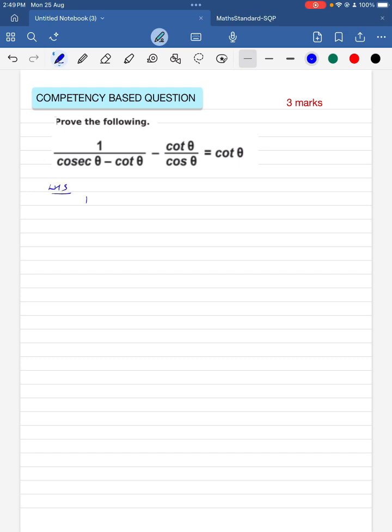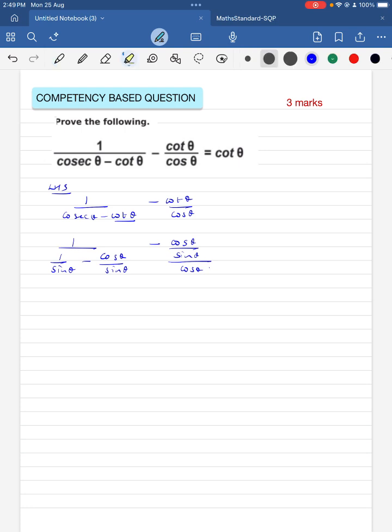Now LHS is given to be 1 by cosecant theta minus cot theta, minus cot theta divided by cos theta. Now I know that cosecant theta can be written as 1 by sin theta and cot theta can be written as cos theta by sin theta. That minus cot theta again I can replace with cos theta by sin theta by cos theta. Okay, so all I have done here is I've replaced cot theta with cos theta by sin theta here and here. Okay, so let's continue now.